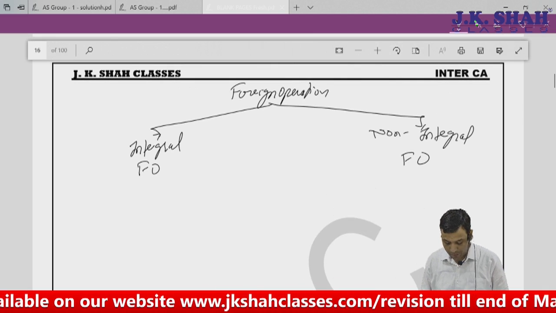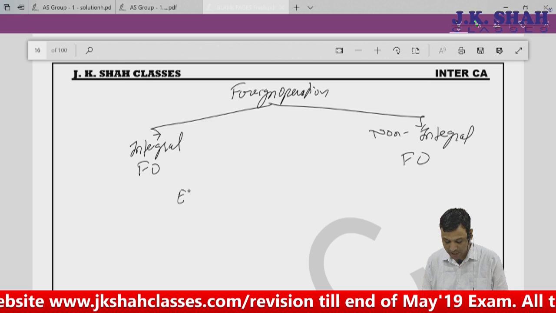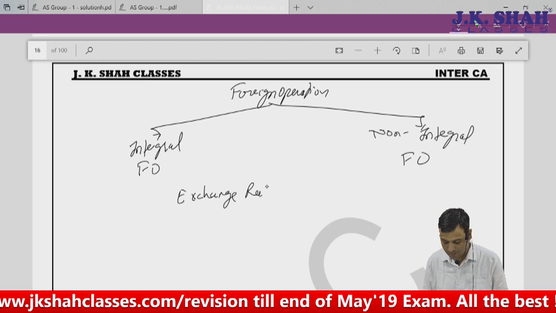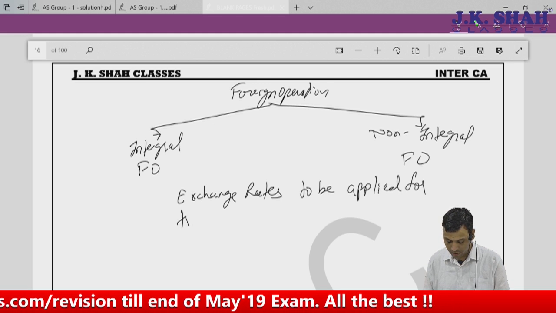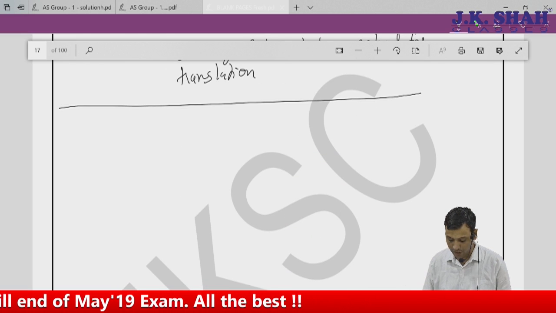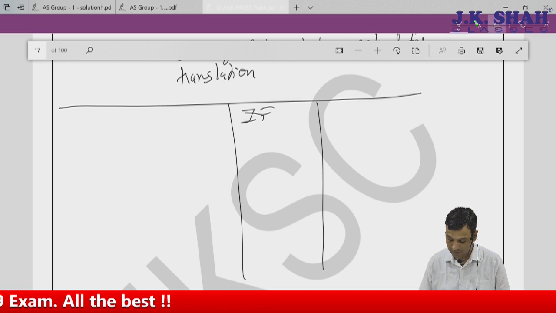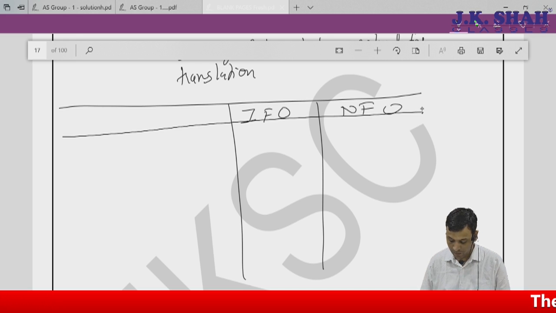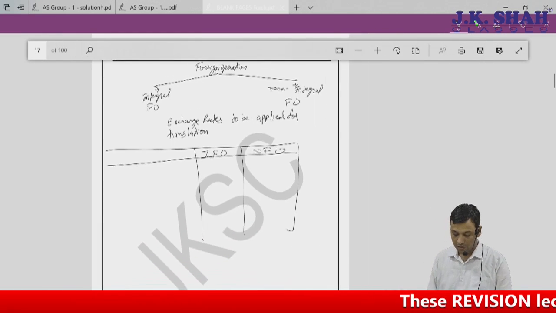Now, what do you mean by integral and non-integral? That is okay. But what is the main part of the standard? The standard says what exchange rates are to be applied for translation, because the branch has prepared the books of accounts in their currency. Let me just abbreviate IFO and NFO.